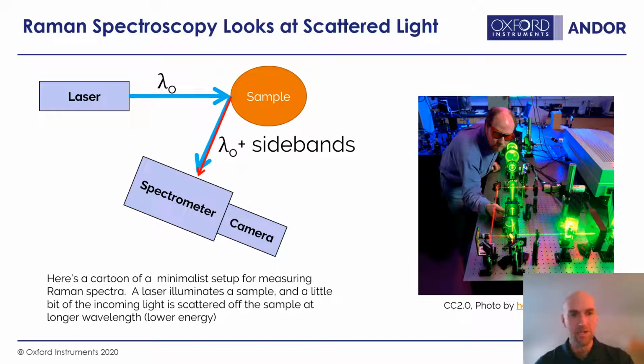So here's a cartoon of a minimalist setup. Very cartoony. We'll get into more real setups on day 2, I believe. So here we're showing a laser illuminating a sample, and a tiny bit of the incoming light is scattered off that sample at a longer wavelength or lower energy.